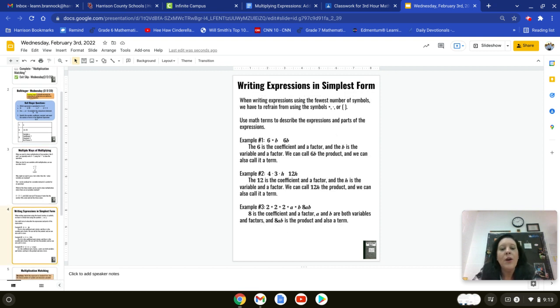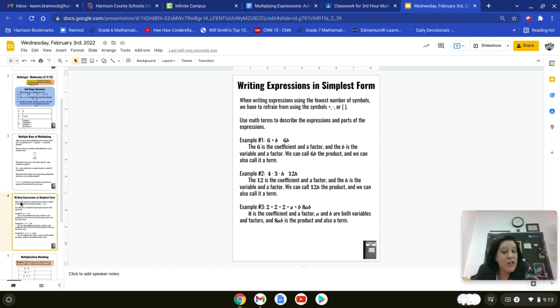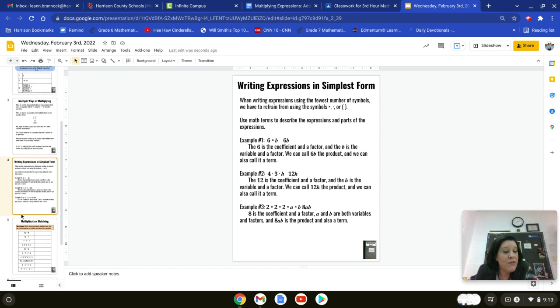So example 1, we have 6 times B. We would write that as 6B. 4 times 3 times H means 12H, where 12 is the coefficient and H is still the variable. We don't know what it is, so that's as low as it can go. 2 times 2 times 2 times A times B is 8AB. That means 8 is the coefficient. A and B are both variables.